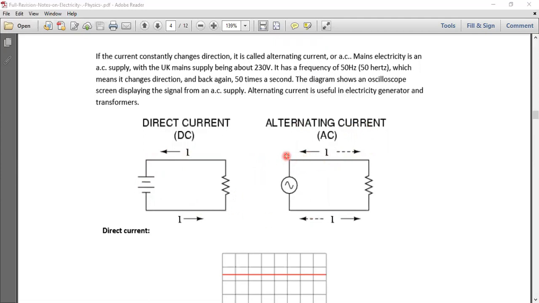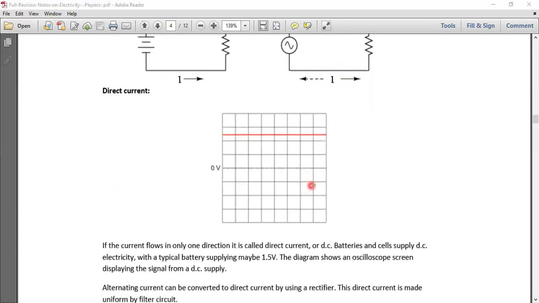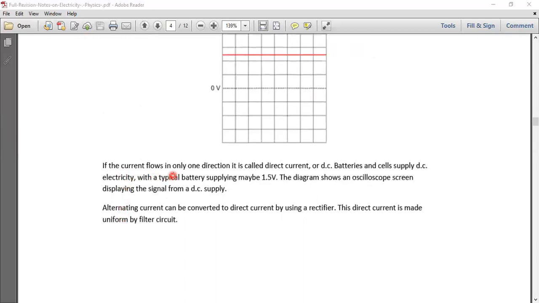So this is how DC current goes, and this is how alternating current goes, and these are the circuit diagrams. Here we can see that the DC current flows in only one direction. It is not changing its direction. But if it changes its direction, it will be converting into AC current. If the current flows in only one direction, it is called a direct current or DC. Batteries and cells supply DC electricity, with a typical battery supply of maybe 1.5 volt.